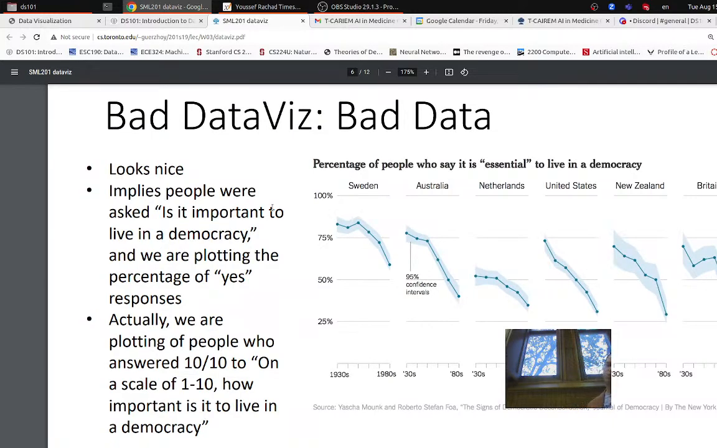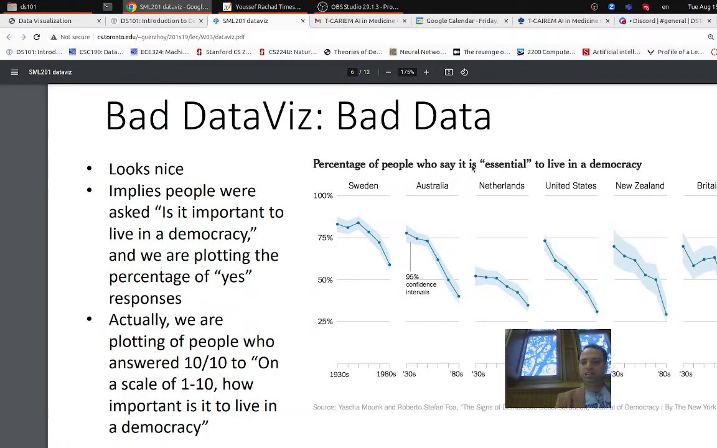This next example is more contentious. I took it from Kieran Healy's textbook, and he has strong opinions. I'm not going to completely endorse those opinions, but this is arguably an example of bad data visualization, where it's a little unclear whether it's really bad data viz or just bad data. So what's going on here? The data is on the percentage of people who say, if asked, that it's essential to live in a democracy.